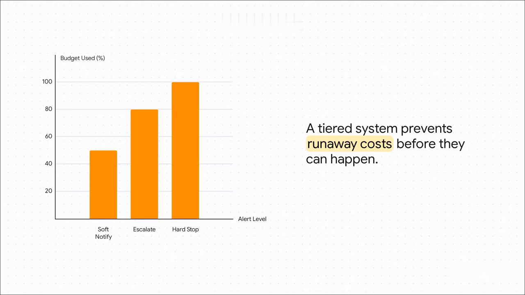The smartest way to do this is with a tiered system. When you hit 50% of the budget, the owner gets a friendly little notification. At 80%, that alert gets louder. Maybe it pings their manager. And at 100%, that's it. It's a hard stop. The resources are automatically shut down. This gives everyone visibility and stops runaway costs before they even start.